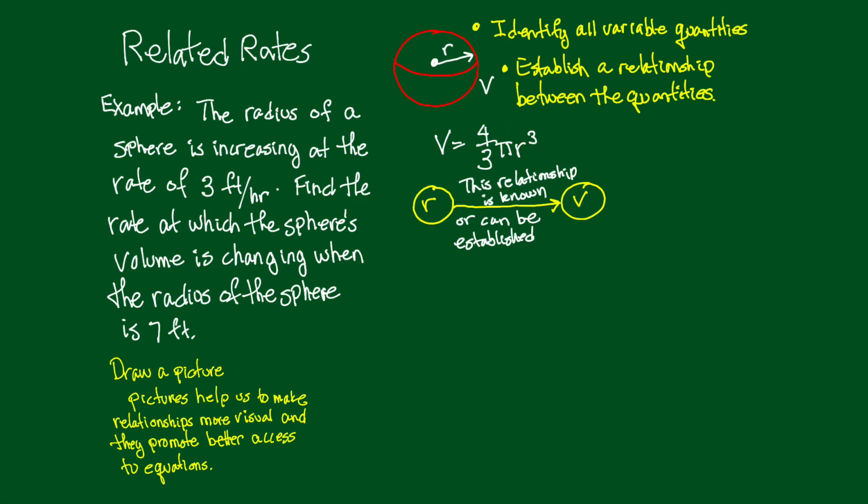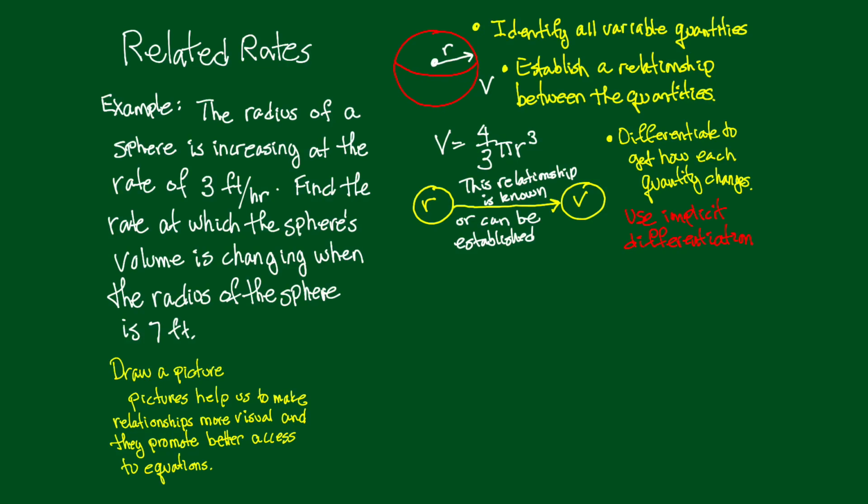Now the next thing that I want to do is I'm going to differentiate. I'm going to differentiate both sides of this equation right here. My relationship, I'm going to differentiate through this relationship, and I'm going to do that to get how each quantity changes. So I'm going to differentiate here to get how the volume changes. I'll differentiate here to get how the radius changes.